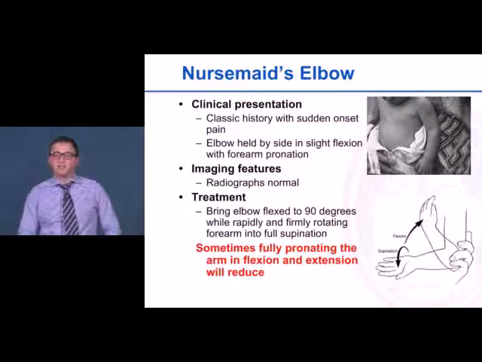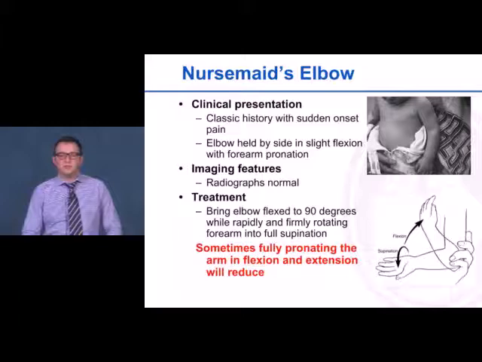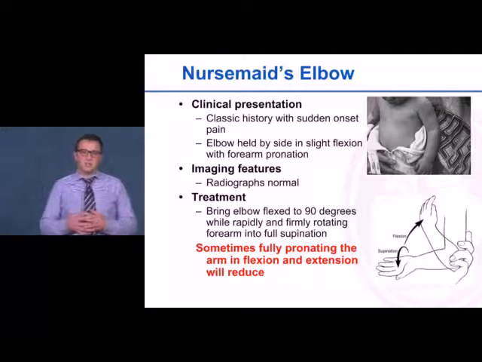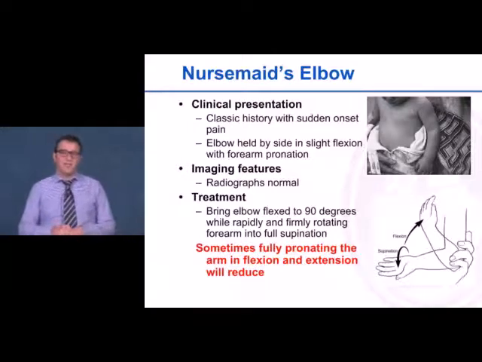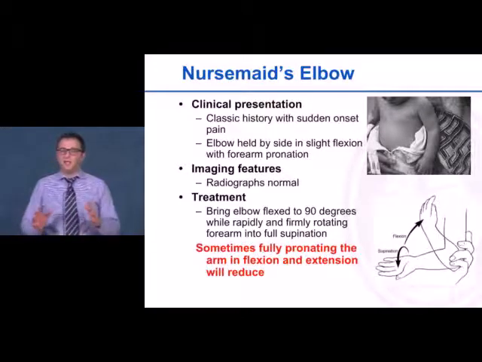So the clinical presentation is the child will have sudden onset of pain and refusal to use the arm. They'll hold the arm in slight flexion with some pronation at their side. And usually the radiographic features are normal. So really your diagnosis is made based on history and clinical exam. If from the history you hear from the parents that they were yanked or jerked quickly and then they had pain, it's a nursemaid's elbow until proven otherwise.